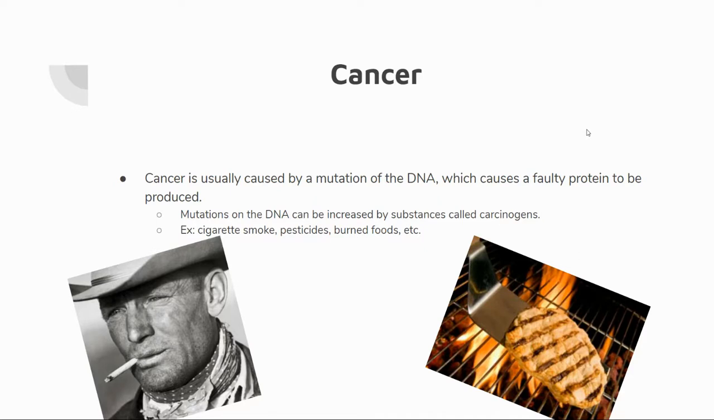And then cancer is usually caused by mutation of the DNA, which causes a faulty protein to be produced. Mutations on the DNA can be increased by substances called carcinogens. So, examples of carcinogens are cigarette smoke, pesticides, burned food, anything that can increase the chances of mutations or alterations to the DNA of cells.